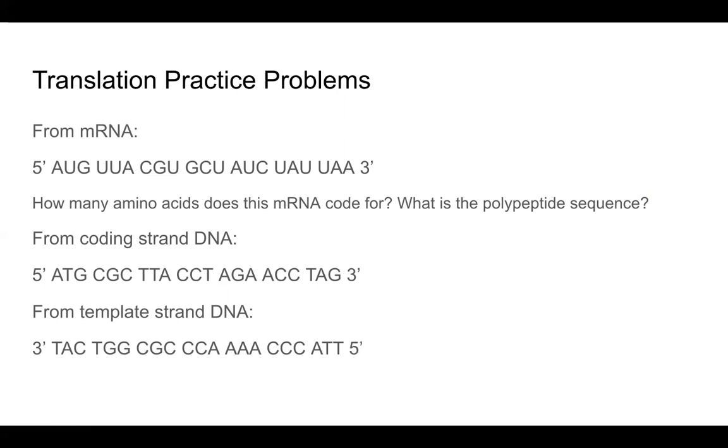But if you were asked to produce the amino acid sequence from a template strand of DNA, you would find the complementary base pairs, or you would create the mRNA using complementary base pairing. And then from there, you would just use the codon chart to figure out what each codon means. Not that bad. Nice.